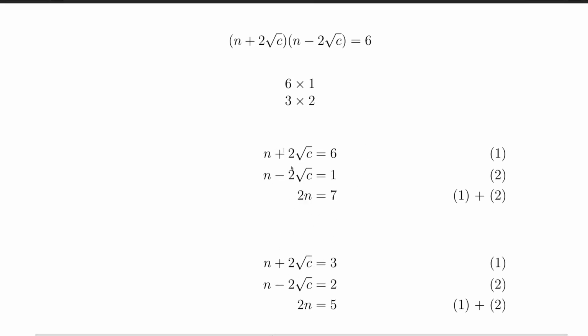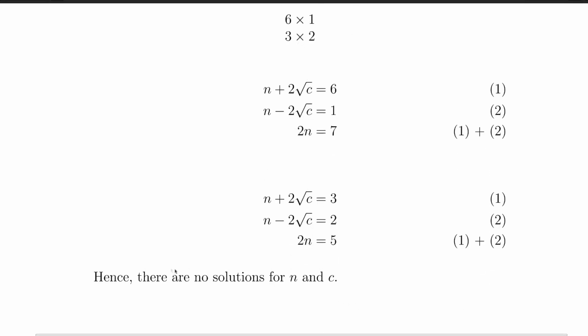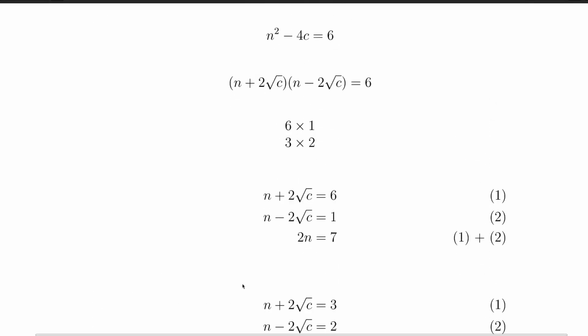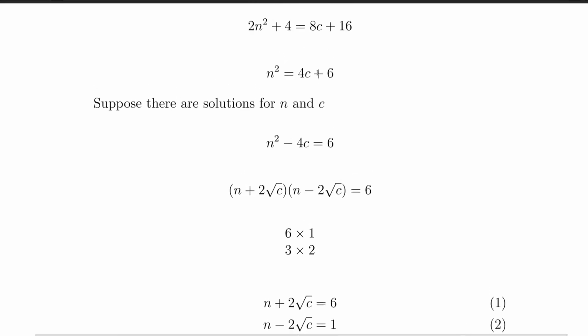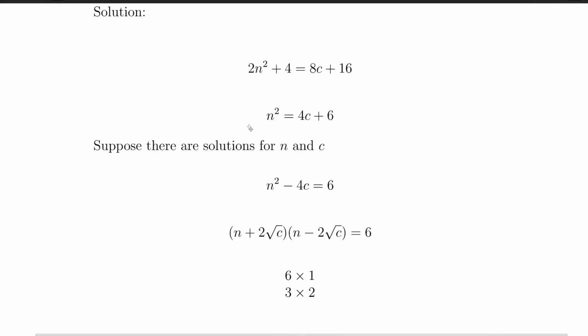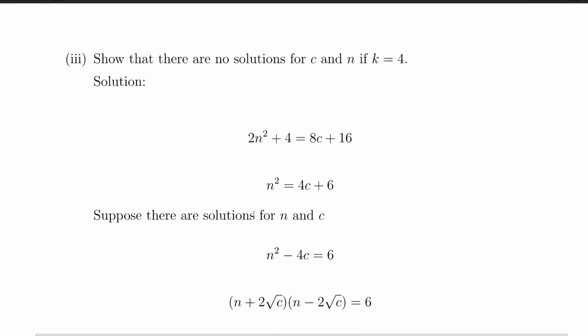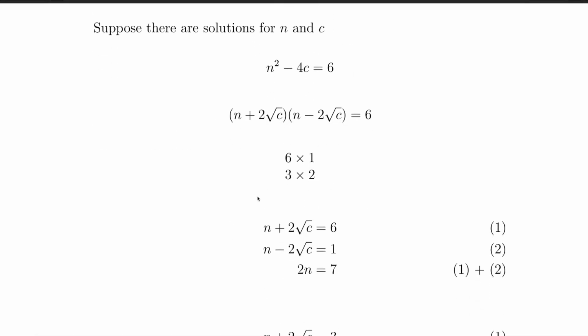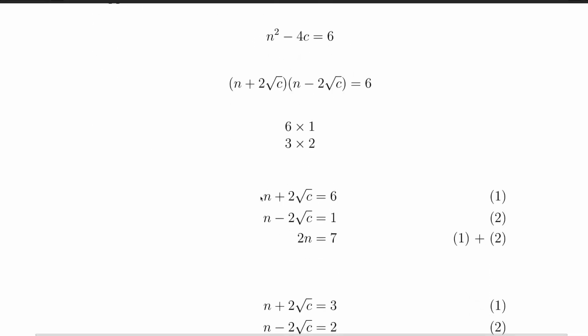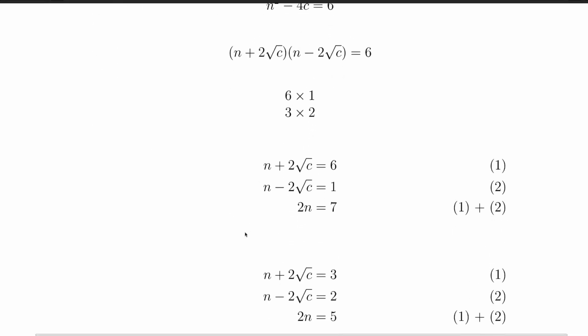And then solving for n, because that's easier than solving for c, you get 2n is equal to 7, which can't be true if n is an integer. And 2n is equal to 5, which is also a contradiction. Hence, there are no solutions for n and c. Maybe there are some other ways to show that there are no solutions, but this is just the way I thought of doing first. And if you do have any other solutions, please be sure to let me know, because we're all here to learn.